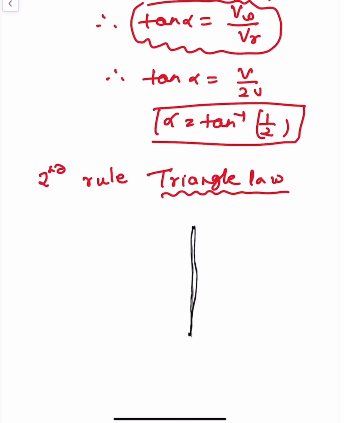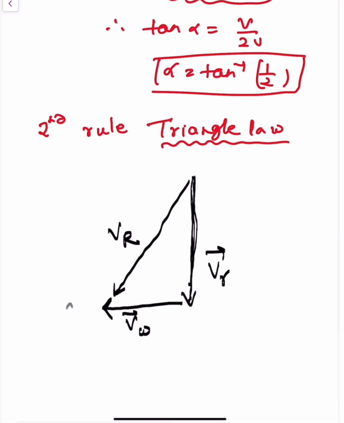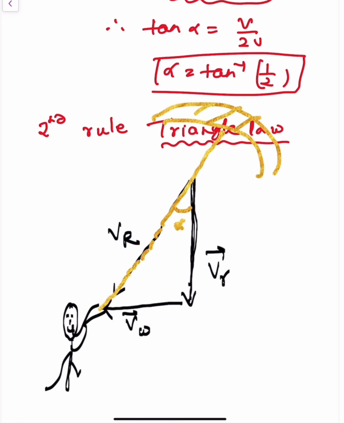Okay, the second method for finding the resultant is the triangle law. You have to follow the triangle. First make the first vector. Okay, from the head of the first vector draw the second vector. So velocity of rain is over, velocity of wind is over.